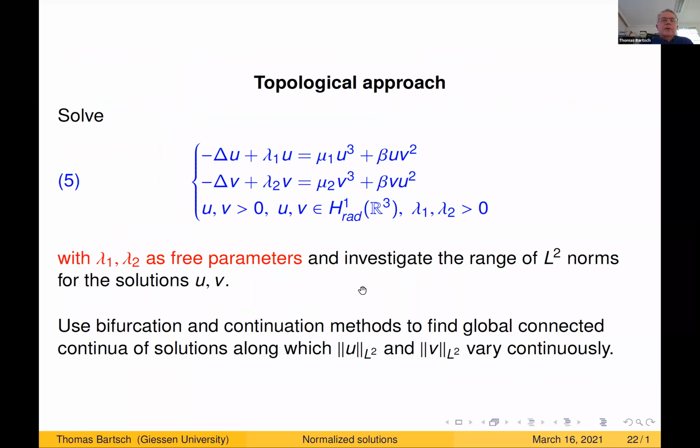Okay, so what I would like to present now in the last minutes is a topological approach to this problem. So we take the problem, we do not prescribe the L2 norms, we take lambda 1, lambda 2 now as free parameters, and investigate simply the range of the L2 norms for the solutions that we can find. So that means just solve it and see what we can say about the L2 norms of the solutions U and V. And now the idea is to use bifurcation and continuation methods to find global connected continua of solutions so that the L2 norms vary continuously.